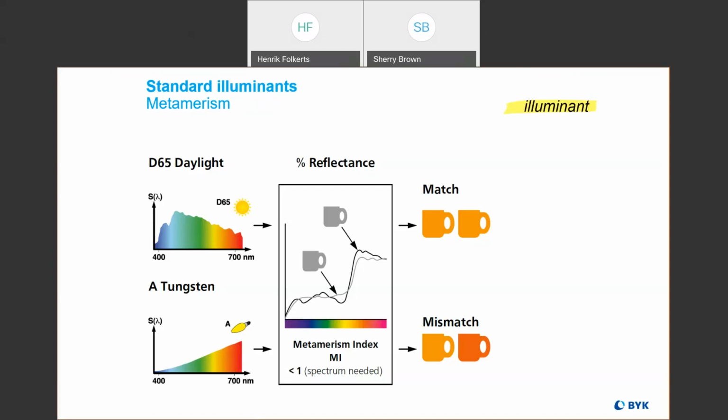So this is why illuminant is so important. When doing color measurement, you want to be using the illuminant that most closely matches where your product will be used in real life. If the product is used outdoors, you want to use D65. If it's maybe used in an office building, you might want to look at fluorescent illuminants and things like that. So the illuminant does matter when it comes to color evaluation.